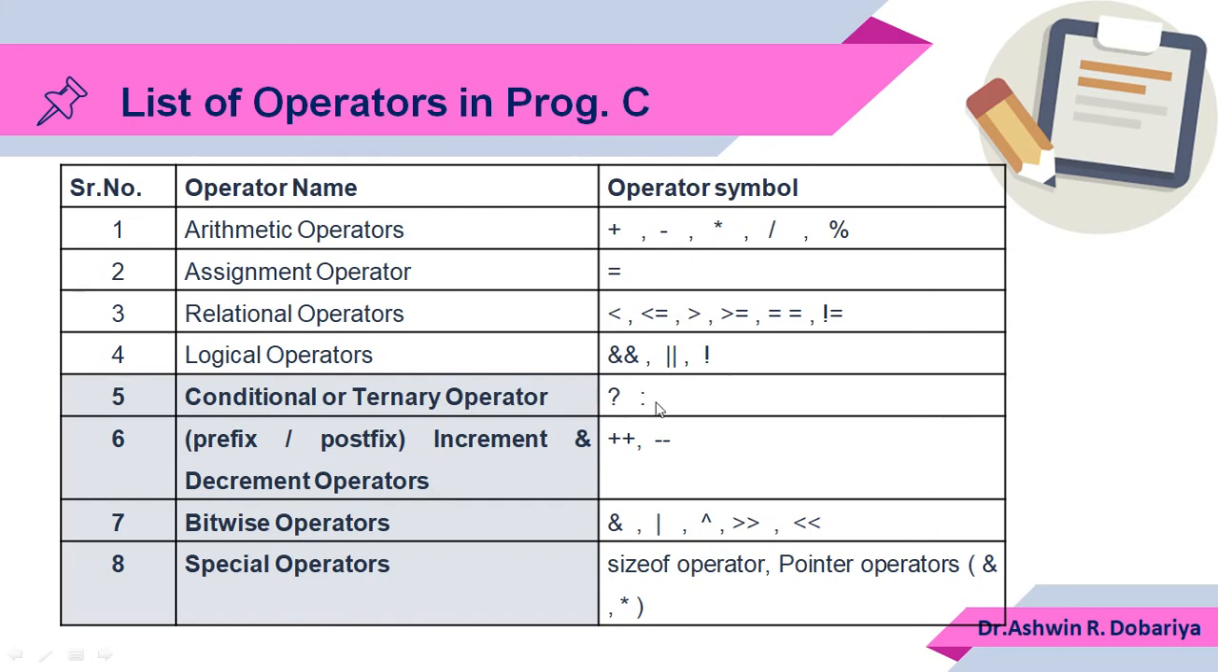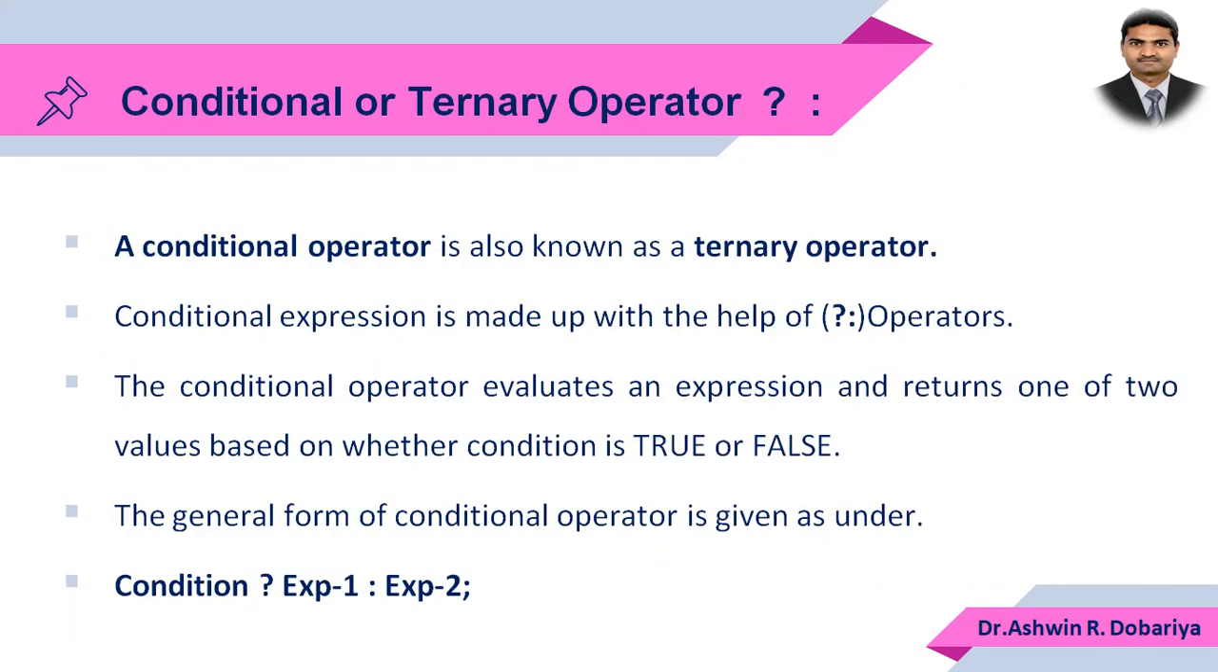The concept of operators and operands we already discussed in the previous video. Then the second operator we will discuss is prefix, postfix, or you can say increment or decrement: pre-increment, post-increment, pre-decrement, post-decrement. Then bitwise operators: and, or, XOR, left shift, right shift operator. Then special kinds of operators like the Sizeof operator, pointer operator, address operator. So these are the major topics we'll discuss in this video. Let's start with the first operator, that is conditional operators, or you can say the ternary operators.